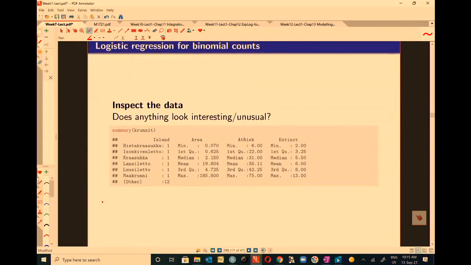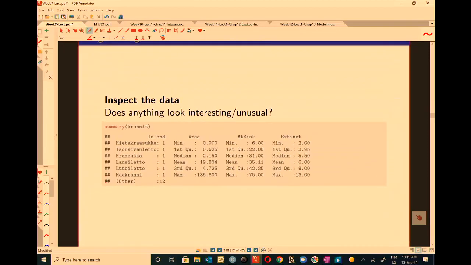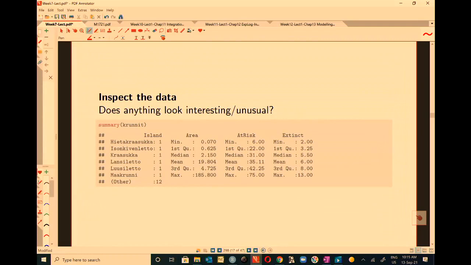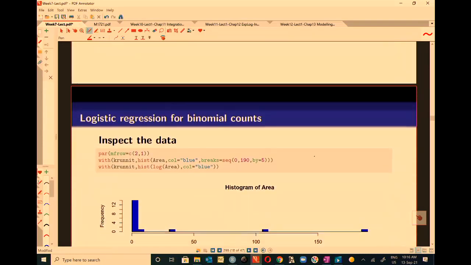So look at the data, have a look at this, and what you'll find without too much hard work is that you want to take a look at the area of the islands and the at risk. What you'll find is the area of the islands is actually quite wide, from some very small to quite large, and also the at risk changes quite a bit as well, and the number extinct also changes quite a bit here. Other than that, nothing much more. So you've got individual islands over here, but you can see there's quite a wide range of areas as well, and the other numbers also.